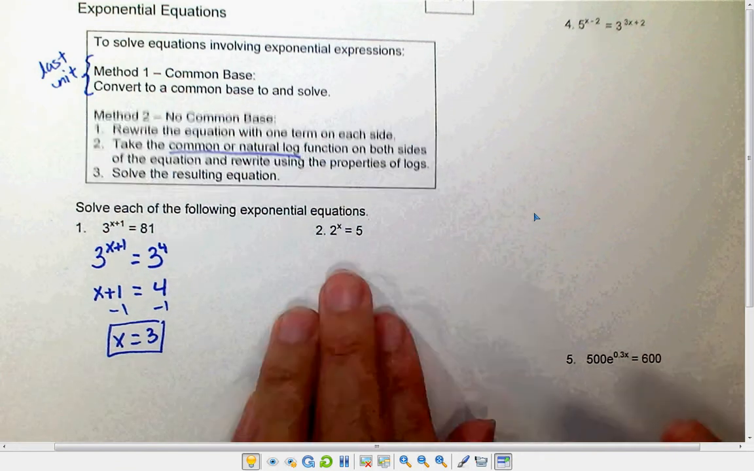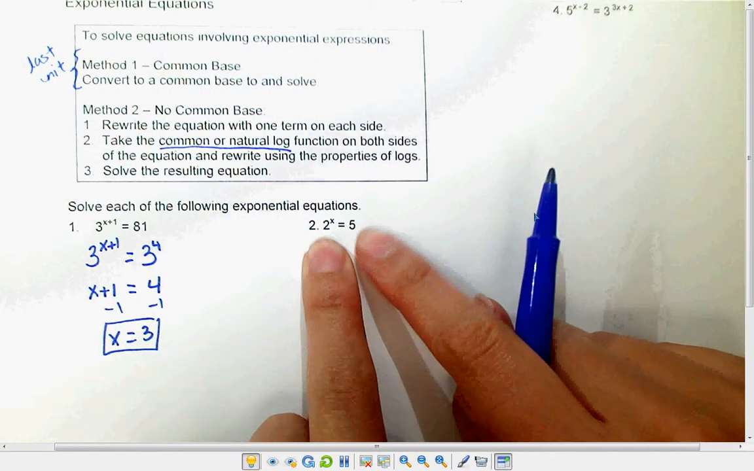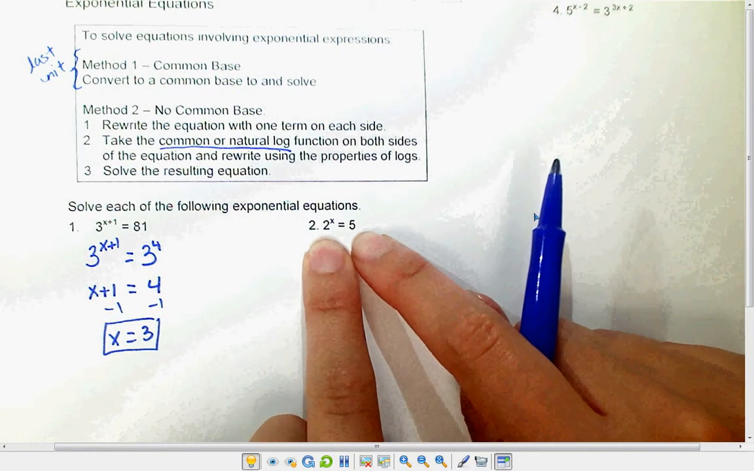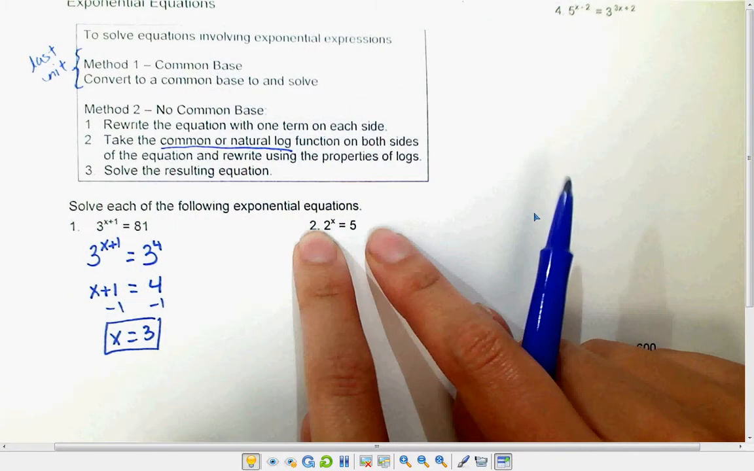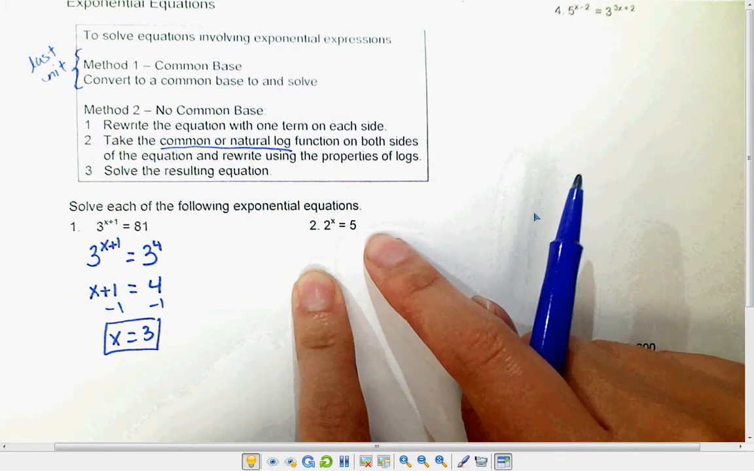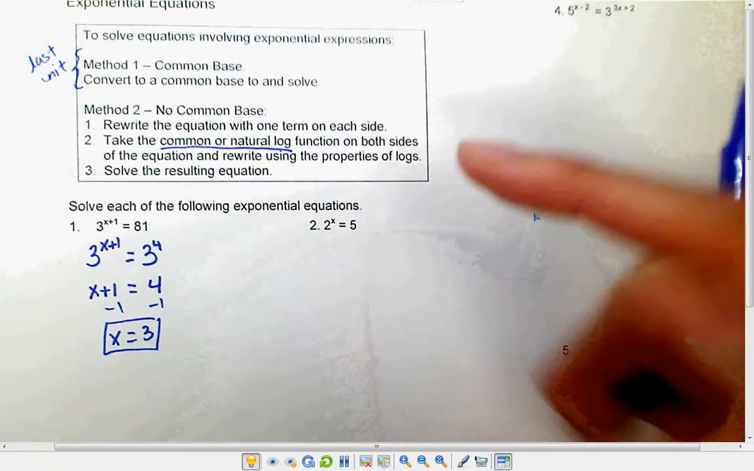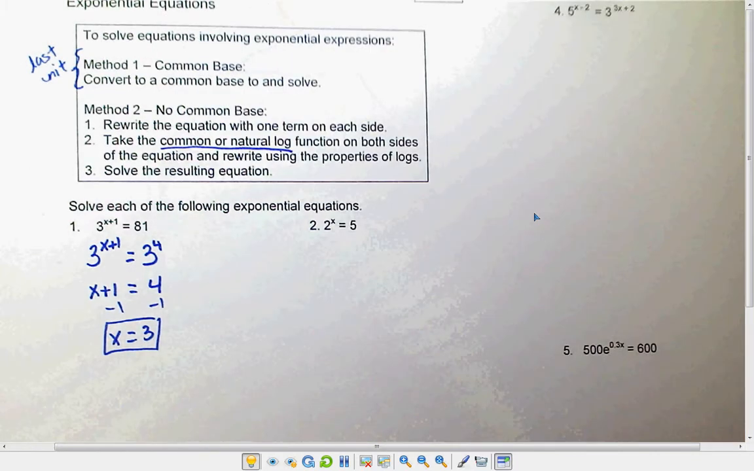Let's look at number 2 now. So when we have 2 to the x equals 5, 2 and 5 we cannot convert to a common base. So what we want to do is rewrite our equation with one term on each side. So we already have one on each side. This is 2 to the power x, this equals 5, so we're good to go. What we're going to do now is take the log of each side.